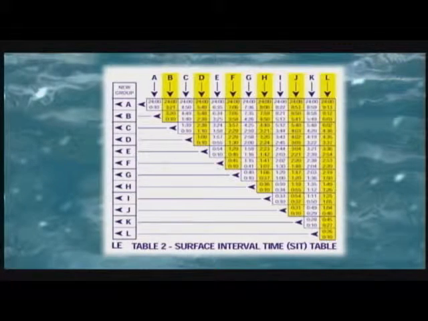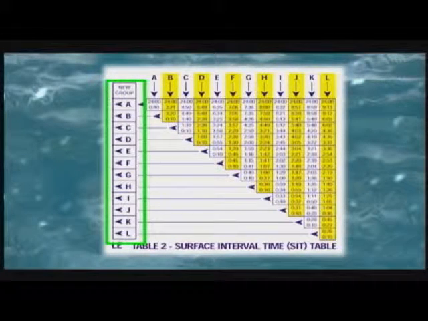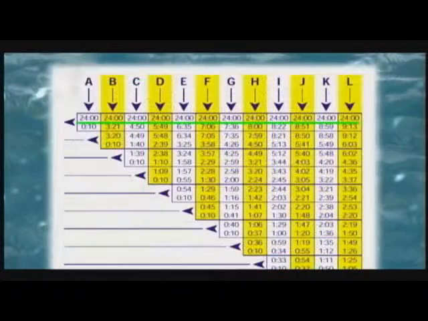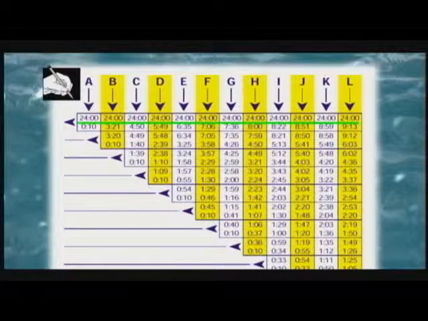The longer you stay on the surface between dives, the more excess nitrogen you eliminate. The Surface Interval Timetable gives you credit for eliminating nitrogen by changing your letter group. Note the maximum in this table is 24 hours. All excess nitrogen is considered eliminated after you have been on the surface for 24 hours.